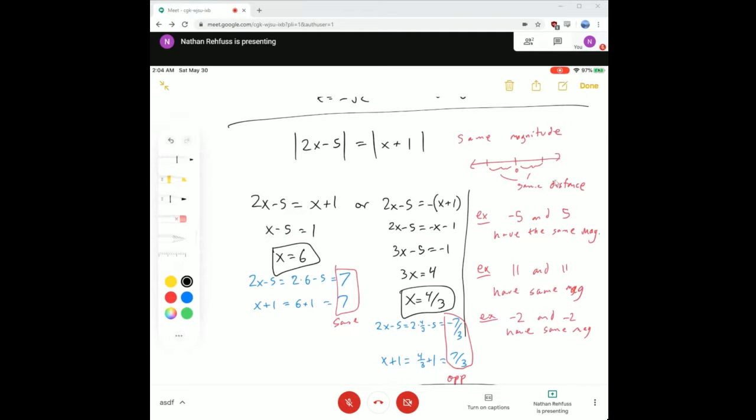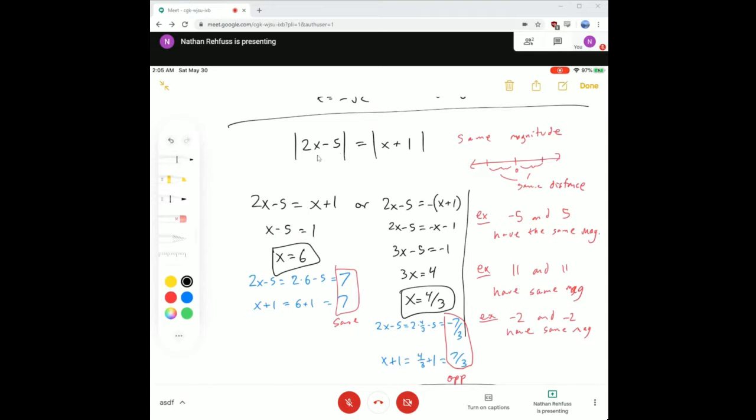Some things that have the same magnitude, the same distance from 0. I'm saying 2x minus 5 and x plus 1 are both the same distance away from 0. So for example, negative 5 and positive 5 are the same distance away from 0. They're both 5 units away from 0. On the other hand, 11 and 11 are both 11 units from 0 by virtue of being the same number. Or negative 2 and negative 2 both have a magnitude of 2.